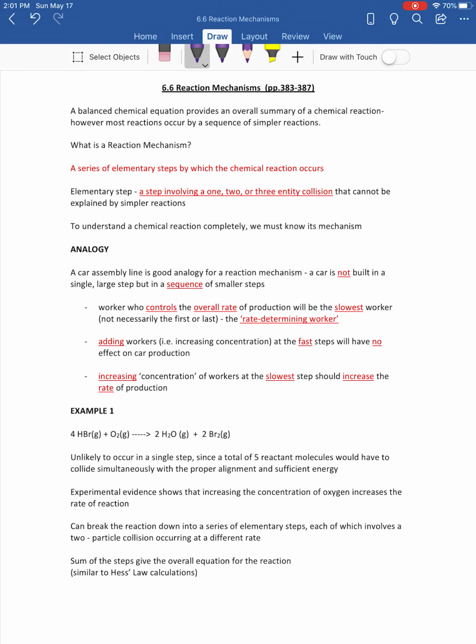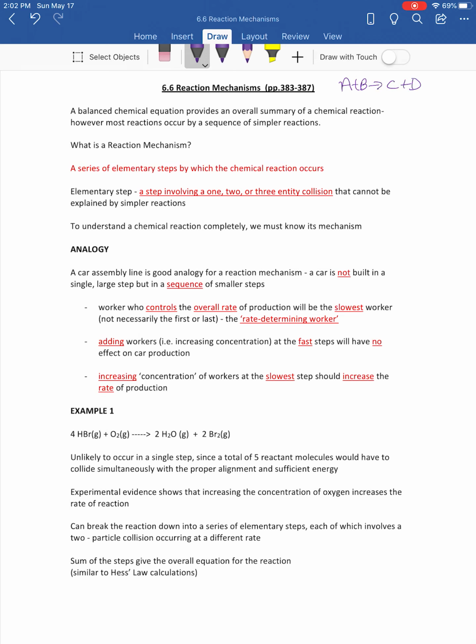Welcome back, everyone. We are now going to be starting with section 6.6, which deals with reaction mechanisms. A reaction mechanism is like a step-by-step recipe, if you will, on how a reaction happens. Now, in the last lesson, we used A plus B arrow C plus D, right? Like we would do A plus B arrow C plus D.